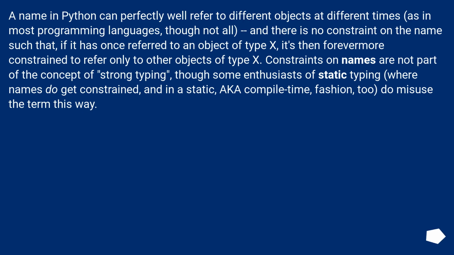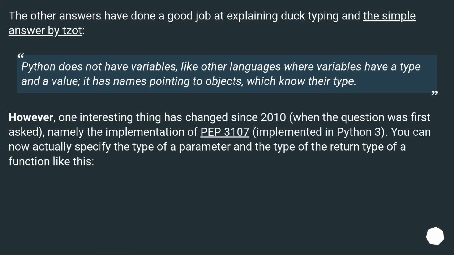Constraints on names are not part of the concept of strong typing, though some enthusiasts of static typing, where names do get constrained, and in a static, aka compile time, fashion too, do misuse the term this way. The other answers have done a good job at explaining duck typing. Python is not like other languages where variables have a type and a value. It has names pointing to objects, which know their type.